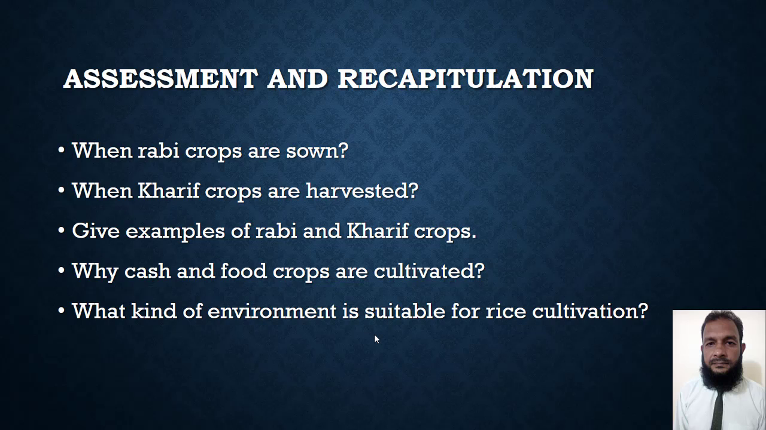Why are cash and food crops cultivated? Cash crops are cultivated for selling purpose to earn profit, and food crops are grown to fulfill the food need of the country. What kind of environment is suitable for rice cultivation? Hot humid climate, abundant rain and rich soft soil is best suited for this crop.